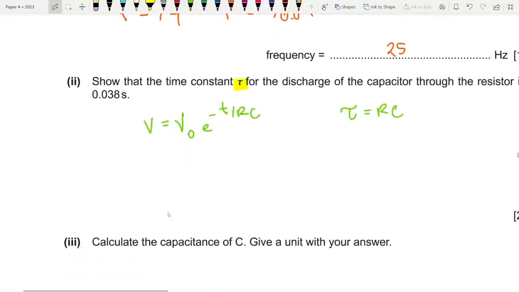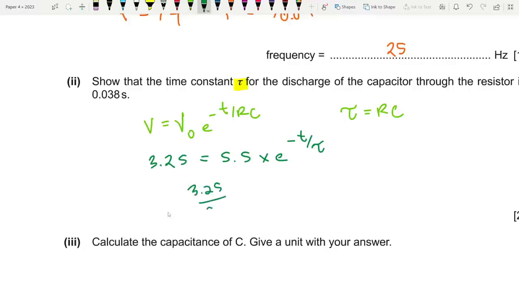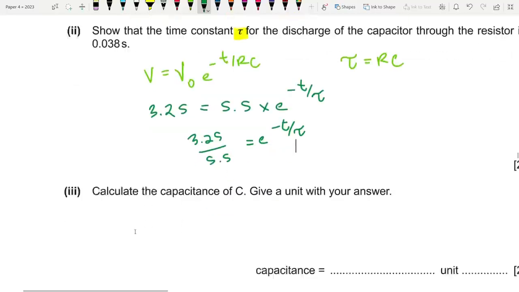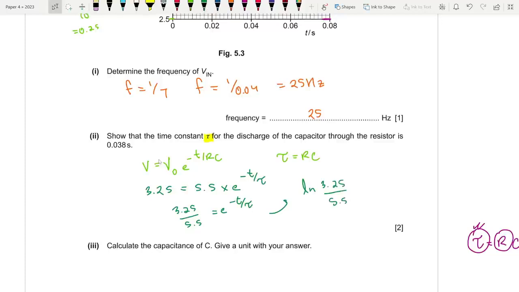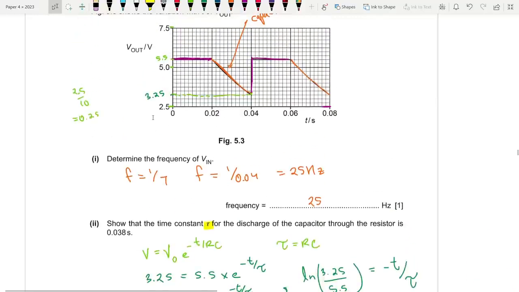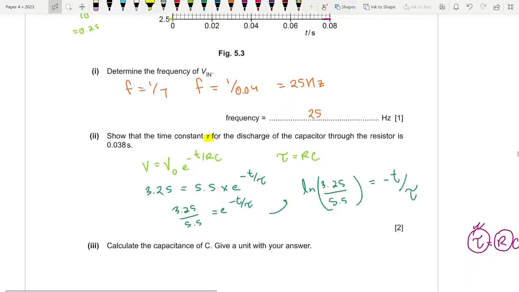Damn, this was actually hard. 3.25 is equal to the initial 5.5 times e to the power minus t by tau. So 3.25 by 5.5 is equal to e to the power minus t by tau. And finally, after more working, ln 3.25 by 5.5 is equal to minus t divided by tau. And what is the time taken for discharging? It is from 0.02 to 0.04. So the time is actually 0.020 seconds.